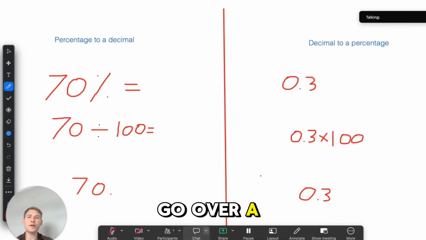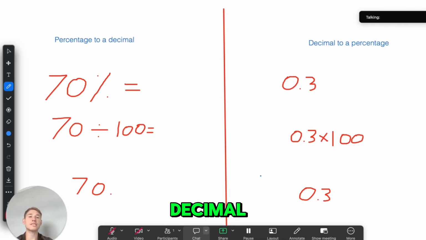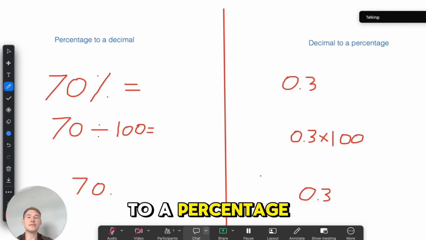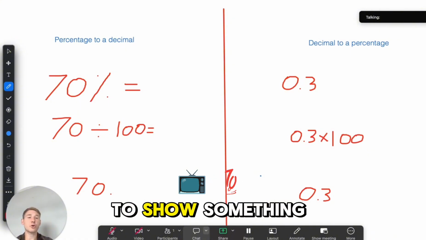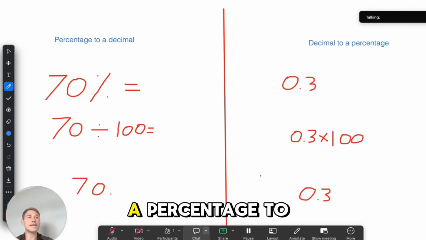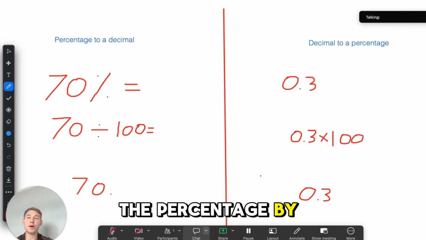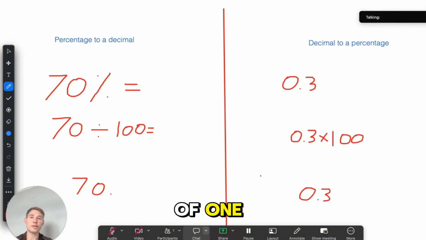So we're going to go over a common Year 6, Year 7 problem that a lot of students get stuck on: converting from percentages to a decimal and a decimal to a percentage. A percentage is to show something out of 100 and a decimal is to show something out of 1. So if you want to convert from a percentage to a decimal, you're going to divide the percentage by 100 in order to get it out of 1.